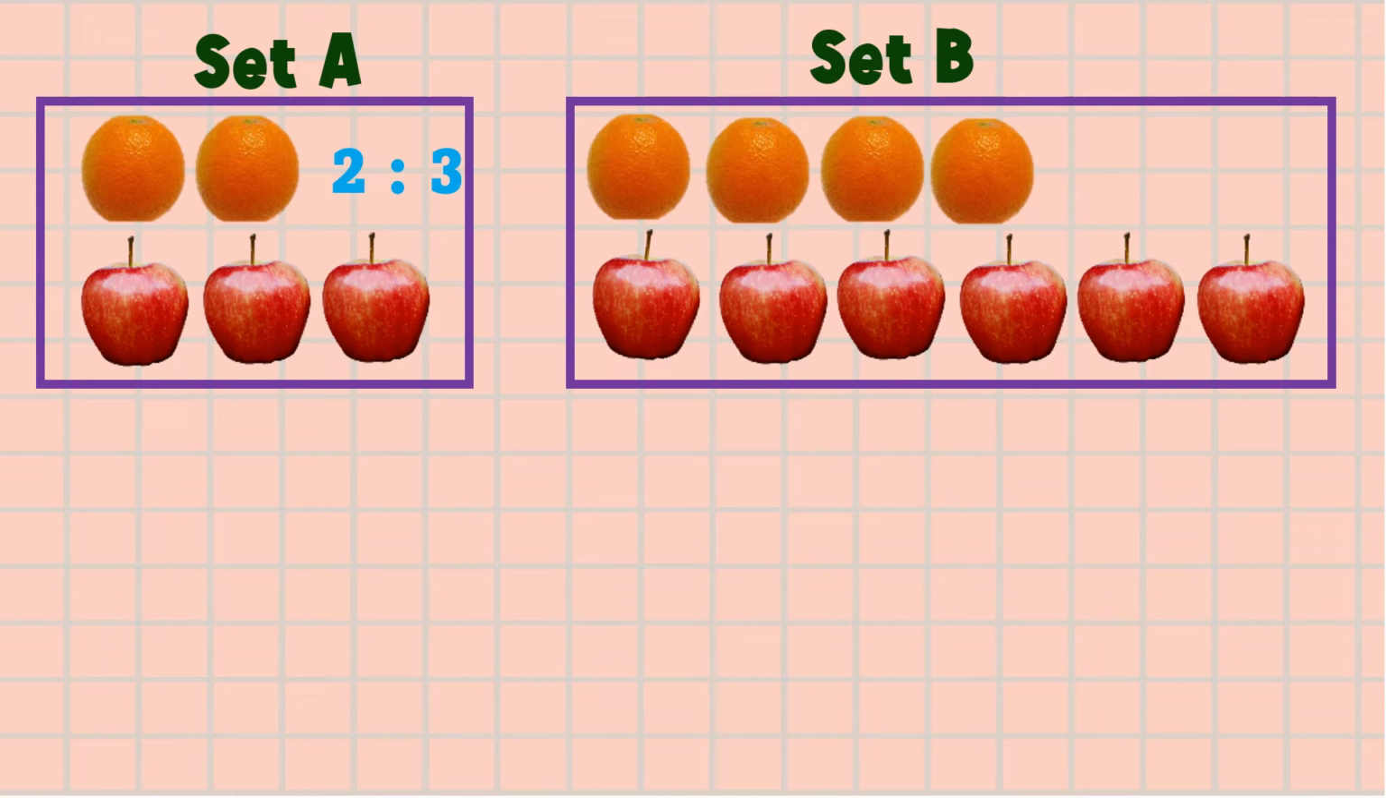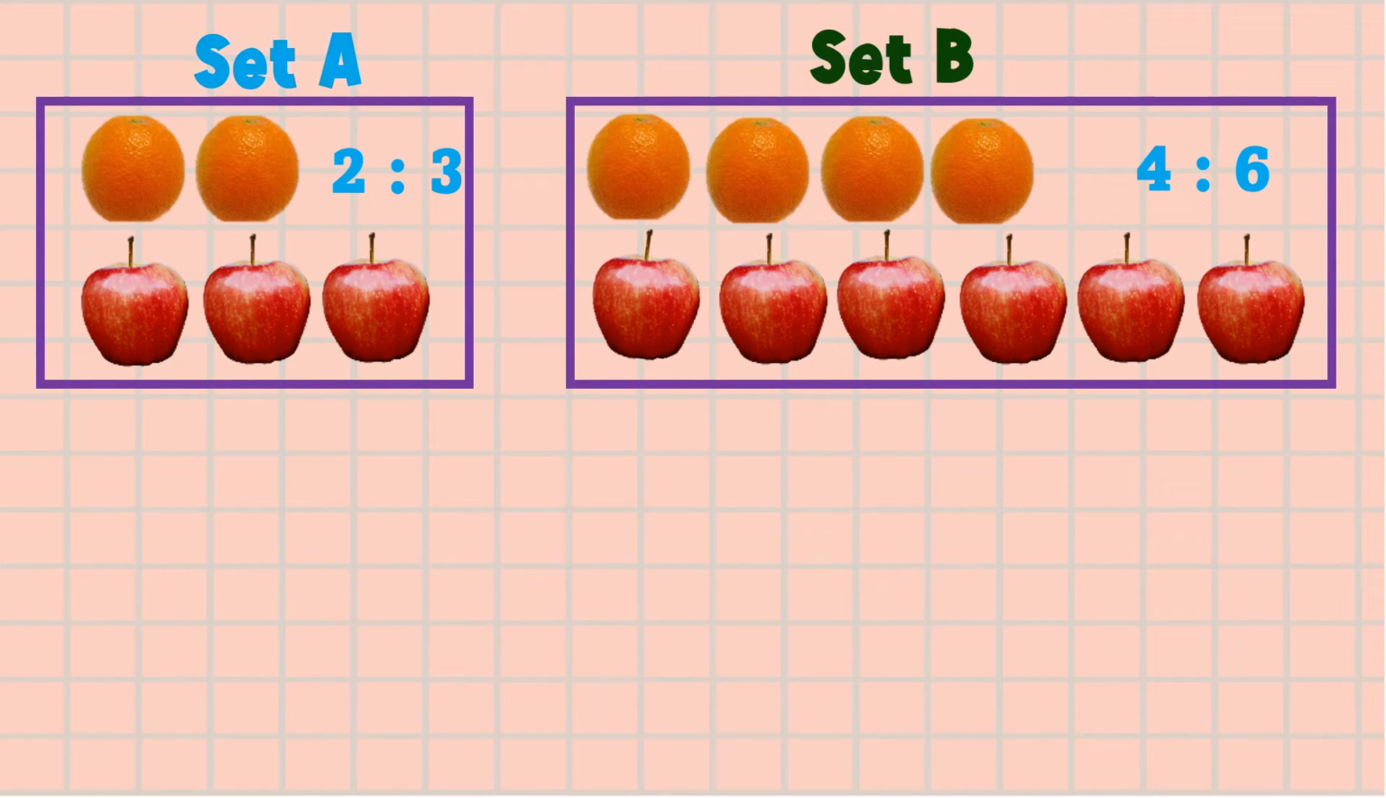What is the ratio of oranges to apples in set B? Okay, let's count the number of oranges. 1, 2, 3, 4. There are 4 oranges. How many apples are there? 1, 2, 3, 4, 5, 6. There are 6 apples. So, what is the ratio of oranges to apples? Alright, the ratio of oranges to apples is 4:6.